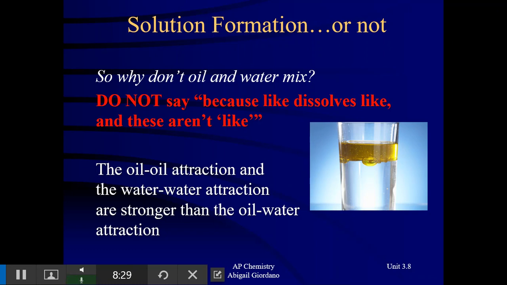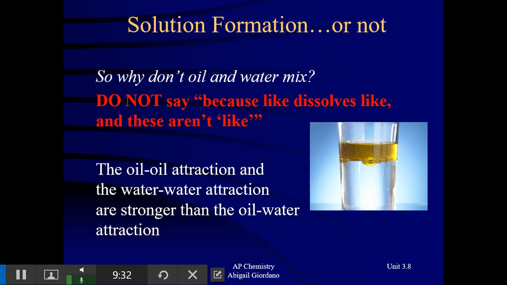So why do like things dissolve like things? Because the solute and solvent attract to one another. So why don't oil and water mix? Because, in case you don't know, oil is a very non-polar substance. Water, of course, is polar. The reason they don't mix is because the attractions between the oil molecules and the attractions between the water molecules, the attractions to themselves, are stronger than the attraction to something else. That's why oil and water don't mix. Please don't use the phrase like dissolves like as an explanation, because that's not going to be accepted.